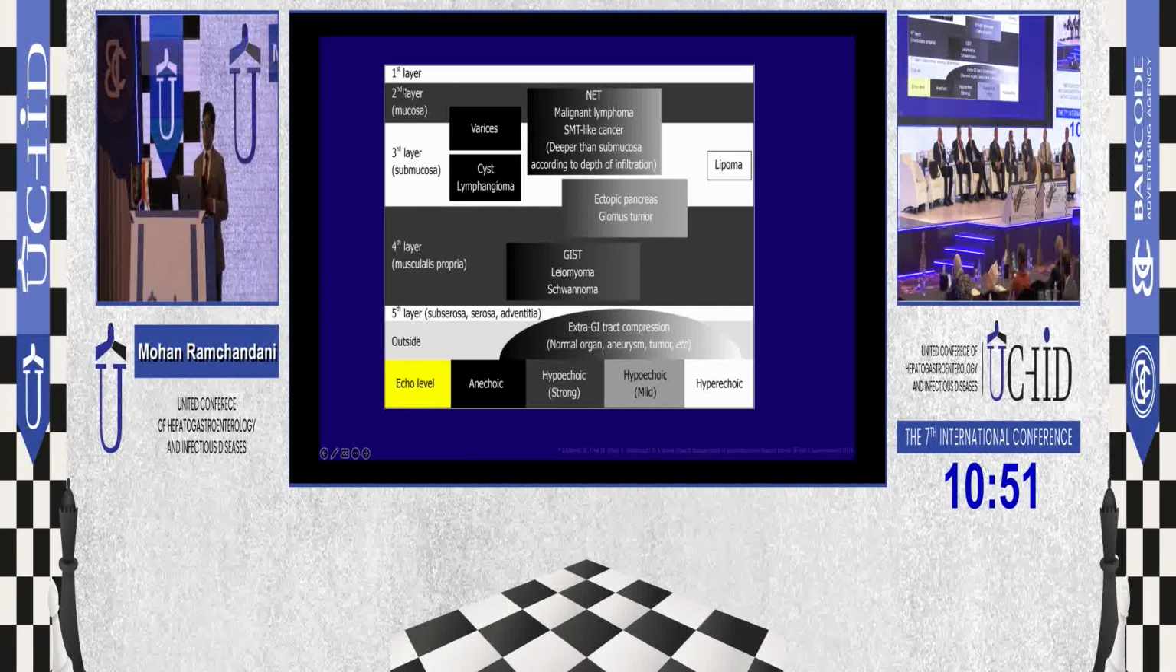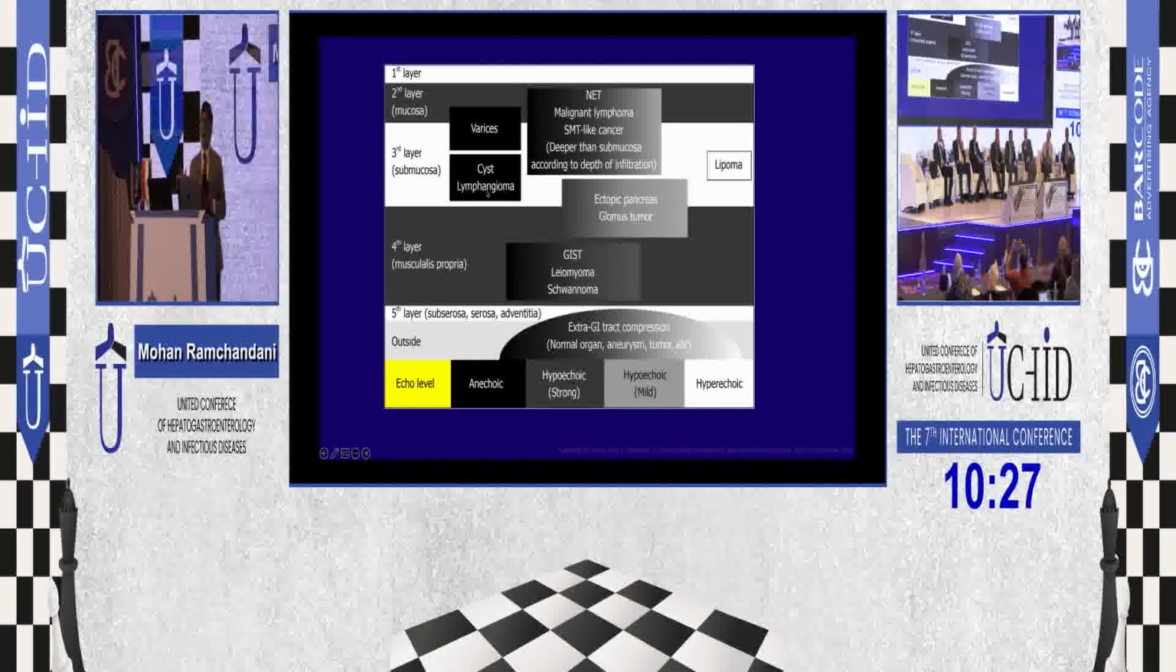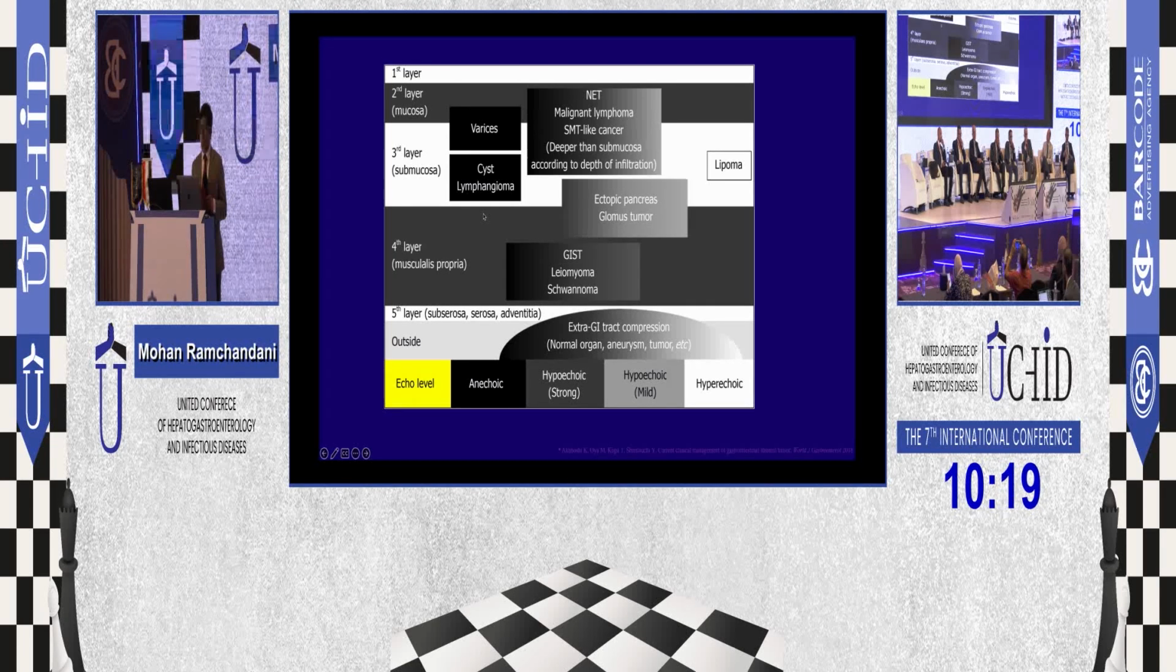So there are 2 things which we see in endoscopic ultrasound. From which layer the tumor is coming, and what is the echogenicity of the tumor. Say for example, a lesion which is hyperechoic arising from the 3rd layer, it is lipoma. Or a patient who has an anechoic lesion like a cyst arising from the 3rd layer, it is cystic lymphangioma, or you can have a duplication cyst, or you can have varices. So these lesions require a different approach, but the most common is hypoechoic lesion.